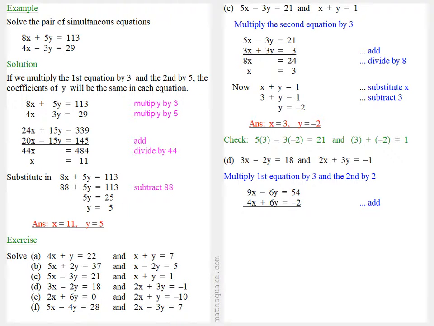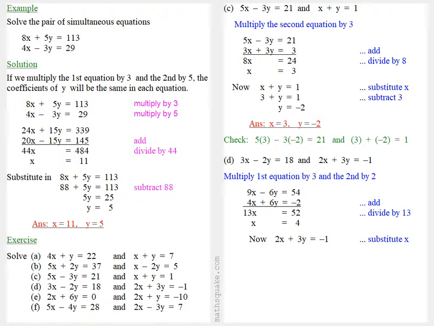Now if we add them, 9x plus 4x is 13x, minus 6y plus 6y disappear, and 54 plus minus 2 is 52. So we have 13x equals 52, and if we divide by 13, we have x equals 4.